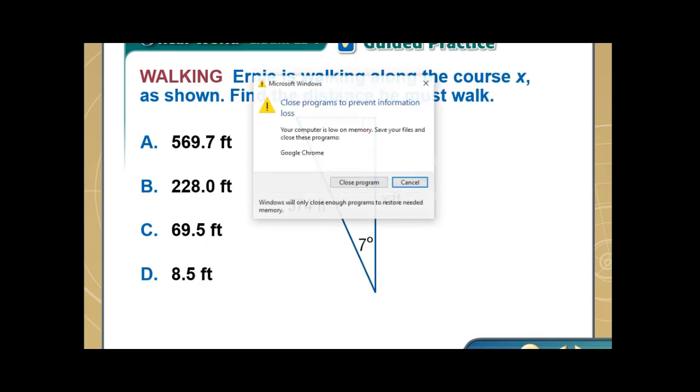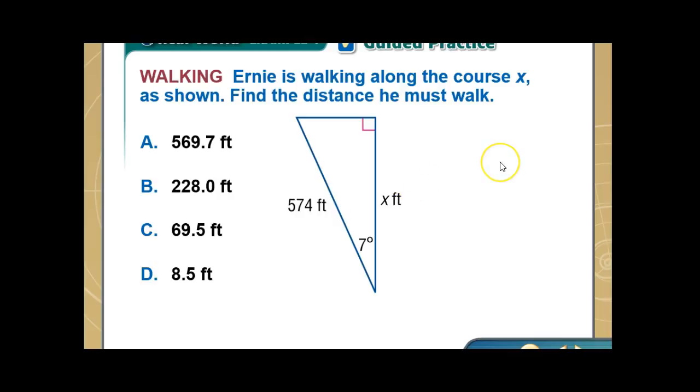So go ahead and try this example. Note that in this case, x is in fact the distance you're trying to find.